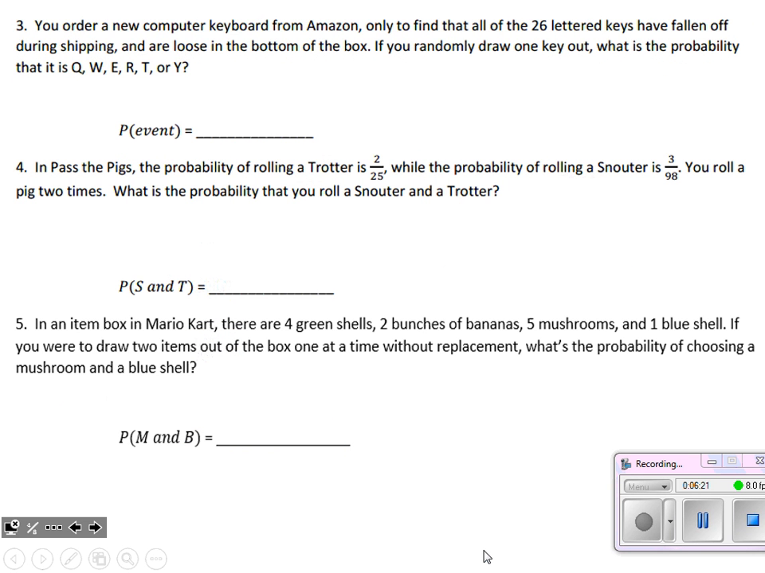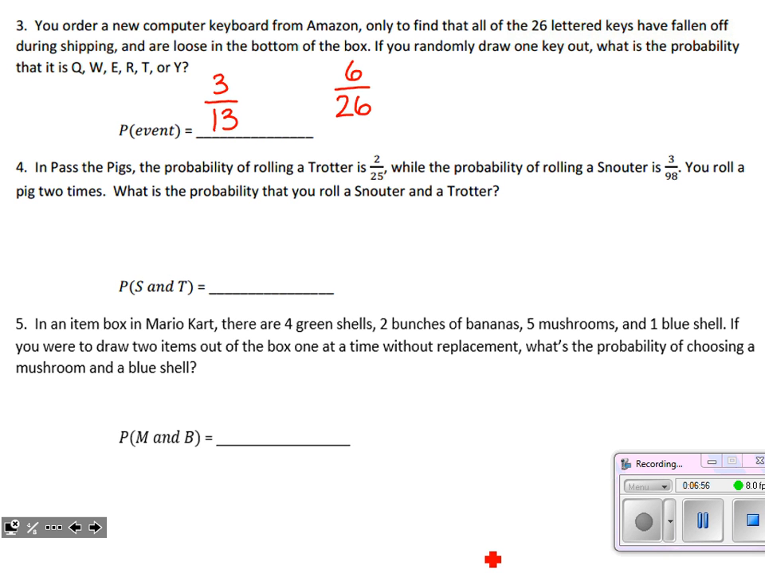All right. You order a new computer keyboard from Amazon only to find that all of the 26 lettered keys have fallen off during shipping, and they're loose in the bottom of the box. If you randomly draw one key out, what's the probability that it is Q, W, E, R, T, or Y? So the probability of that event, well, there are 6 possibilities there for desired outcomes out of the 26 total letters that had fallen off the keyboard. That simplifies down to 3 over 13. Or we could have a decimal equivalent.